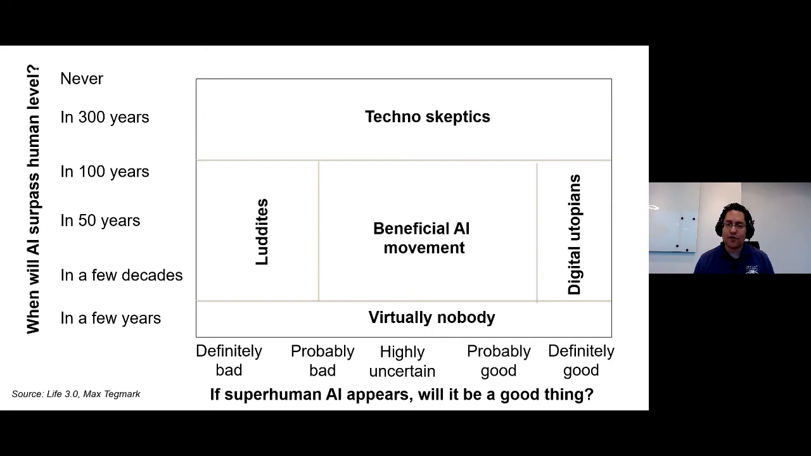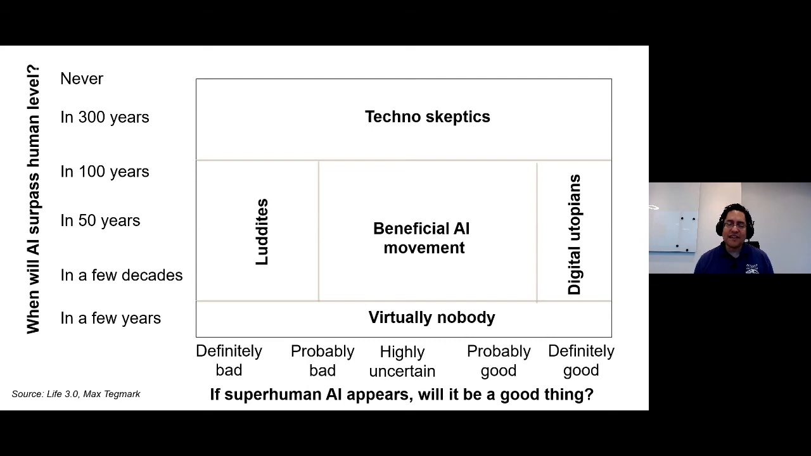Then there's a group that thinks this, and you can divide it into three subgroups. You have the Luddites, who think that this is definitely a bad thing. You also have the digital utopians, who think that this is definitely a good thing. And then you have what we can call the beneficial AI movement, which are somewhere in between. Then you have some people who think that this will probably happen maybe in 100 years or in 300 years, or maybe it will never happen. We call these the techno-skeptics.